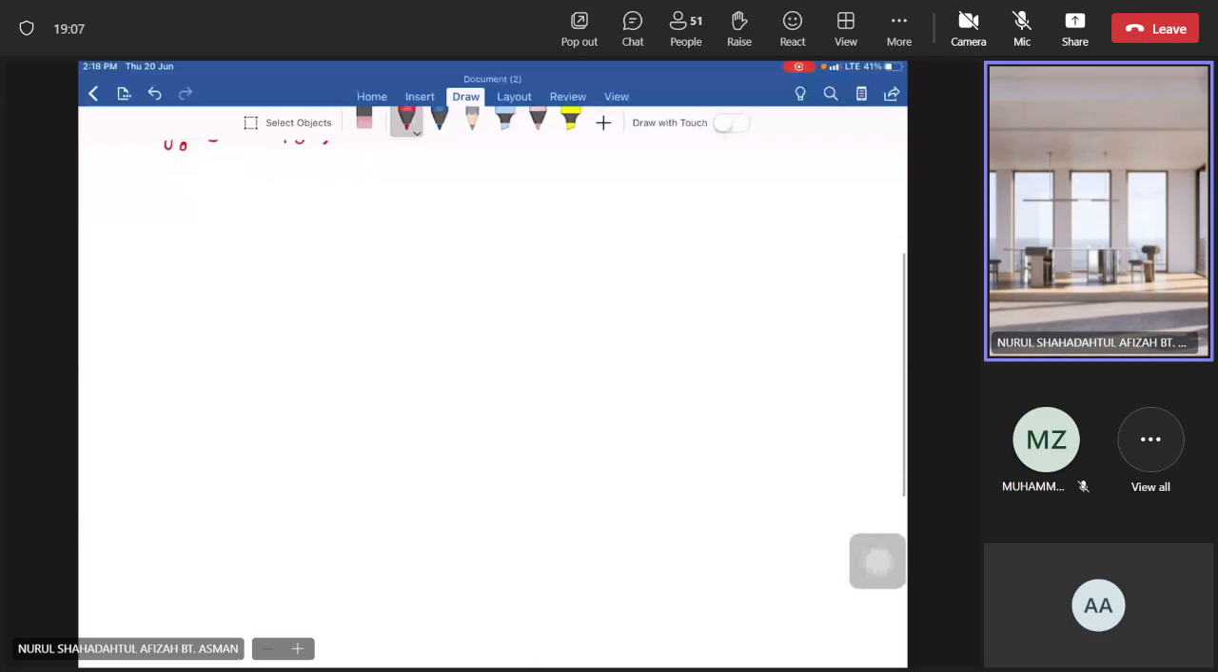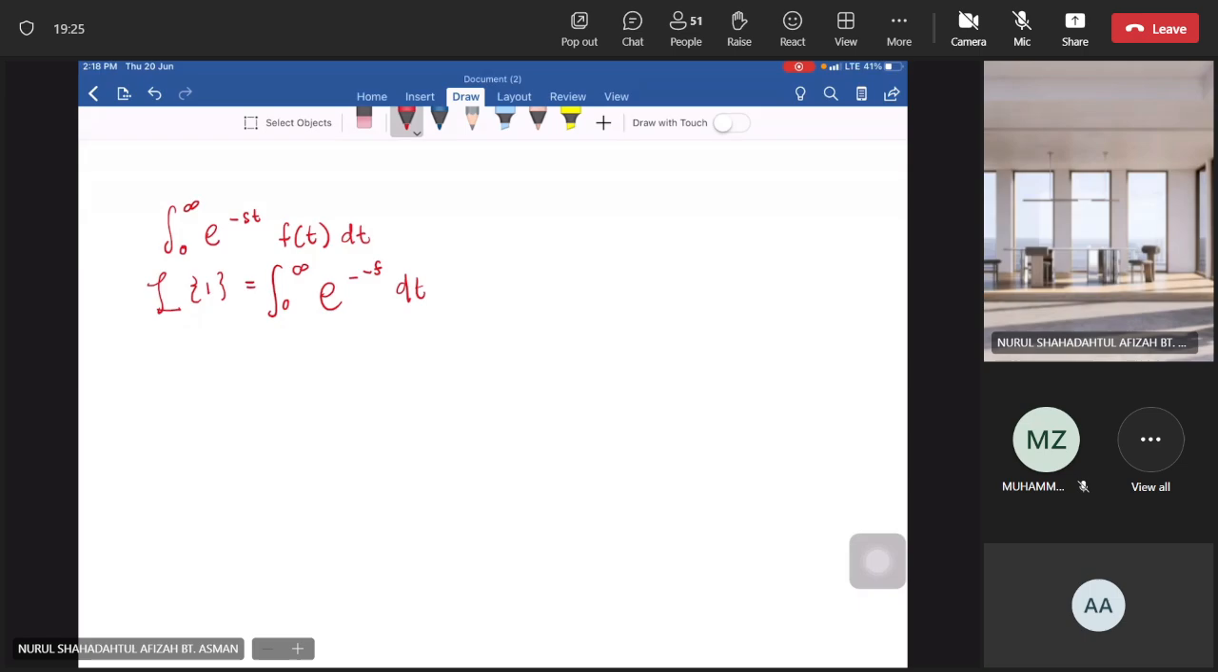So we have the Laplace transform. This is the example when we take the Laplace transform of 1. So this is the Laplace transform of 1, which means we place 1 into the function.